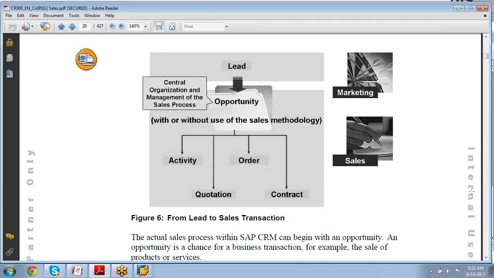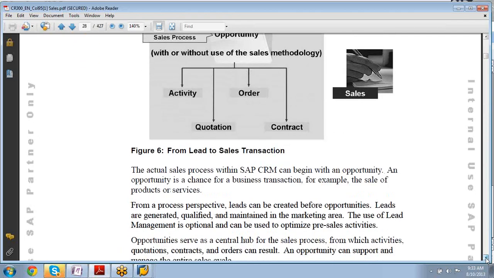So central organization and management of sales process, and there are two kinds of opportunities here, with and without sales methodology. Assume that somebody wants a contract without any discussions, then we will not add this process. But for future prospects, or other verticals where we can attract more business, we adapt this sales methodology. Here we have activities, quotations, orders, contracts. So we would be understanding how to get into the customizations of this opportunity with methodology and without methodology, and we do it through a copy process.